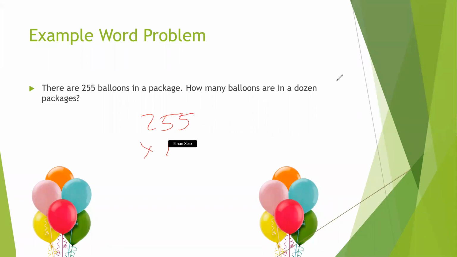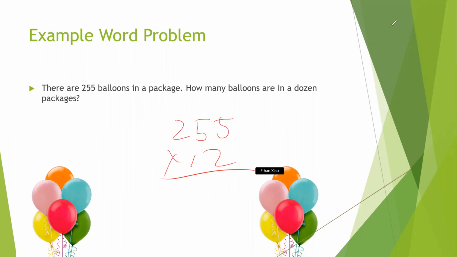255 times 12. So 2 times 5 is 10, 0, 1 here. And 2 times 5 is 10 again. Okay, I'm going to rewrite this. All right, 0, 1, 2 times 5 is 10, but we add 1, so it's 11. 1 here, plus 1. 2 times 2 is 4, and we add 1 to that. So we get 5.